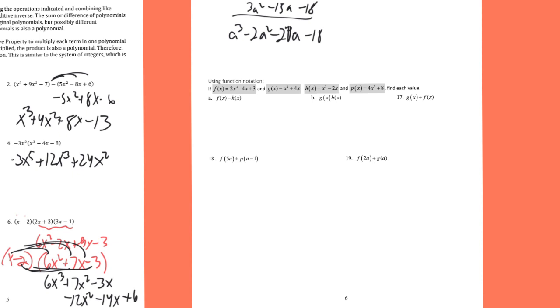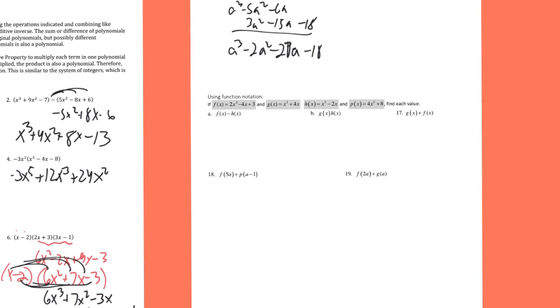F of x is 2x squared minus 4x plus 3. And they say, can you subtract from that h of x? And h of x is the right side. It's x cubed minus 2x. So if you want to subtract those, you've got to distribute the negative sign to the second group.